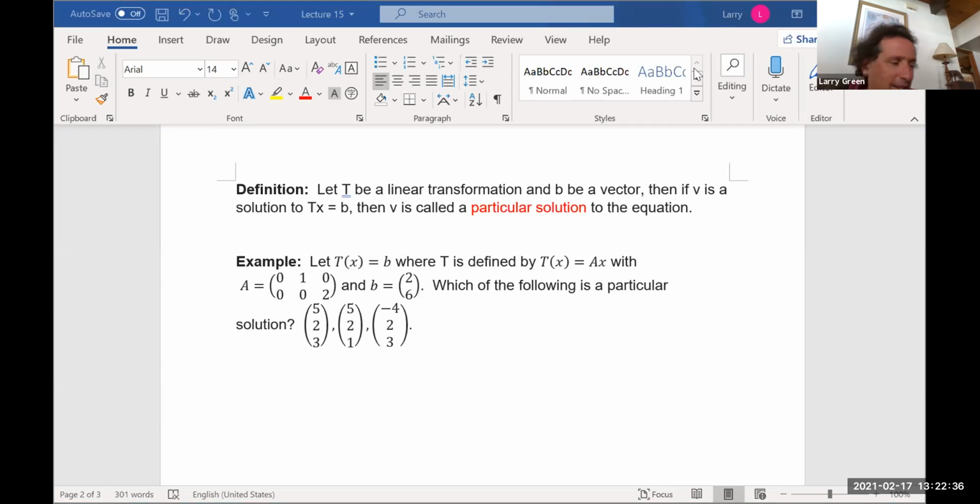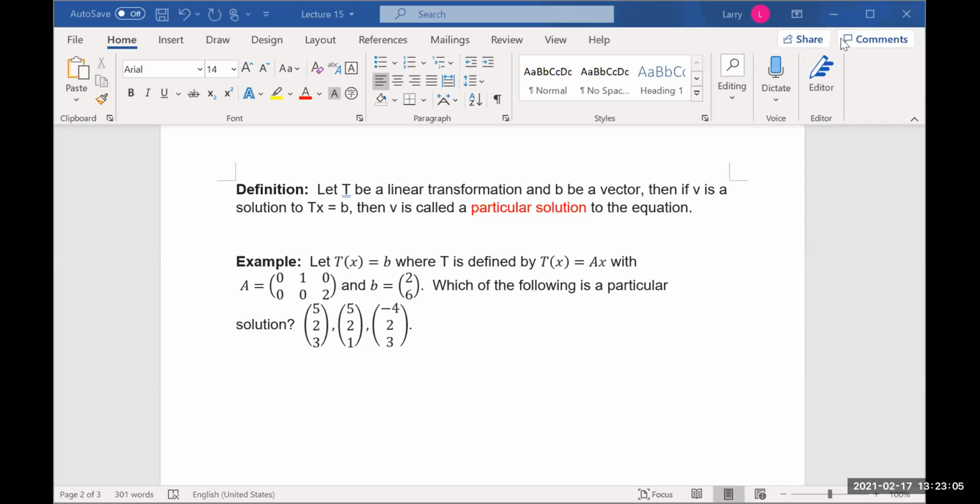Let's see if you can work this out. I'm going to give you a minute or two. It doesn't take long. So let's see how you do. And again, you definitely need that definition. So what I just did was I multiplied A and our potential solutions, and only one of them got the same as B.